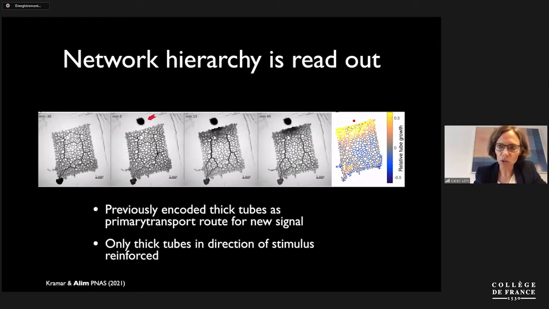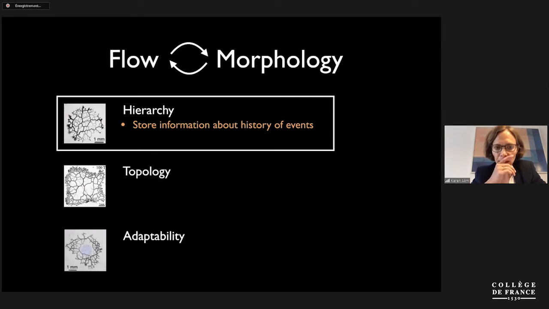So this concludes my journey to tell you that the hierarchy, so the patterning of thick and thin tubes within the network, actually stores information about the history of events. And here you saw how casting our observations into a mathematical model really helped us to identify the mechanism that is controlling the process. But now I want to go one step further to show you the beauty of math, of how mathematical models can also really drive us to understand dynamics.